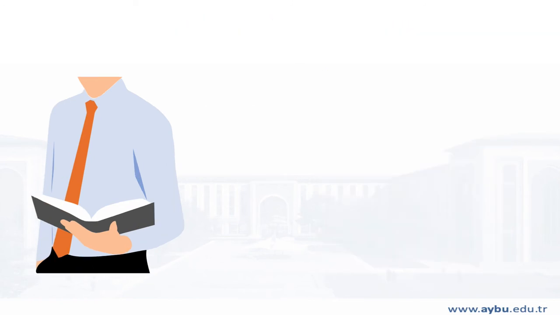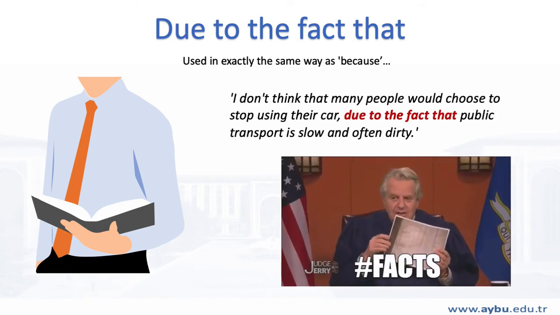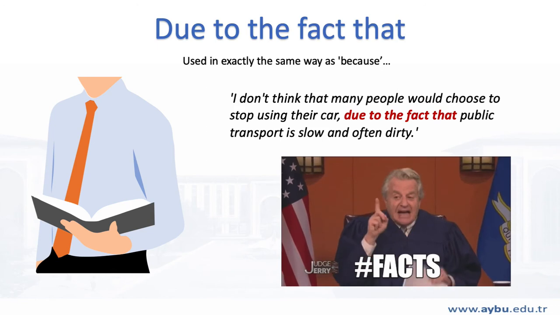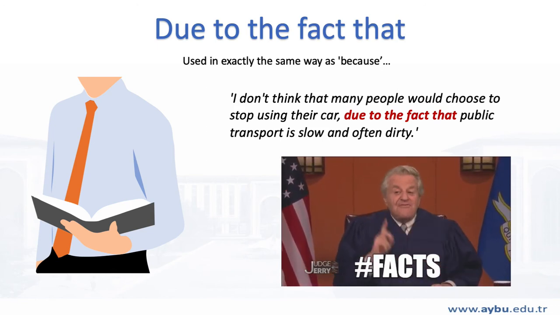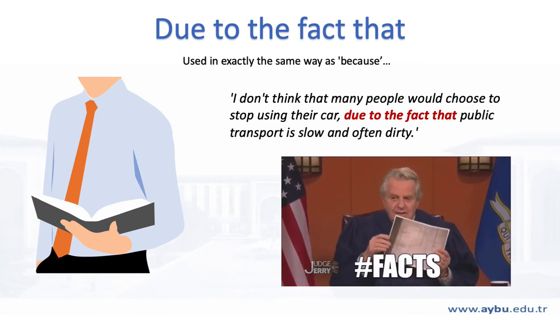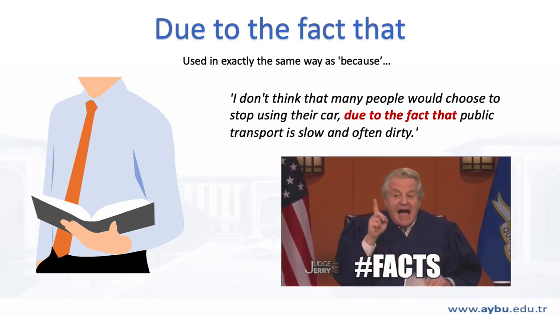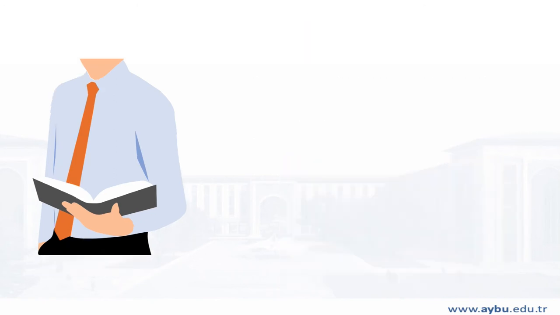The first thing you can use as because is due to the fact that. It is also used in exactly the same way as because. Like in the example, I don't think that many people would choose to stop using their car due to the fact that public transport is slow and often dirty. You can also just use due to, but if you do, it should only be followed by a noun or a noun phrase.